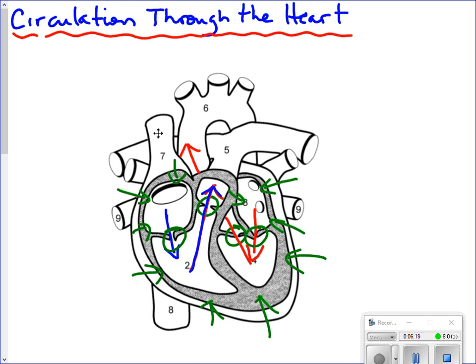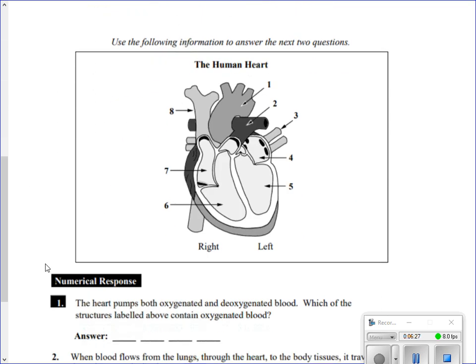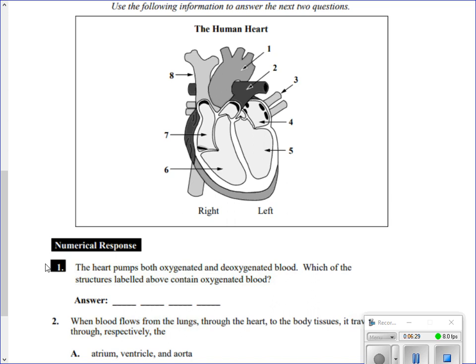Now, what do they typically ask on a Science 30 diploma exam about the various parts of the heart? Well, let's check out an old exam question from a previous Science 30 exam. So the first question we have here is a numerical response item, and it tells us the heart pumps both oxygenated and deoxygenated blood. Which structures labeled with blood above contain oxygenated blood?